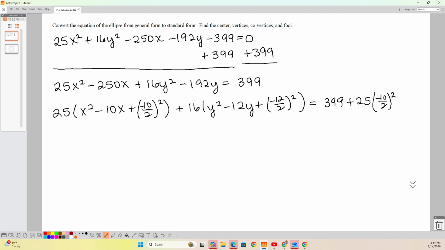And similarly, I can't just add negative 12 over 2 squared. I have to keep it balanced. But it's not just negative 12 over 2 squared. That's being multiplied by 16, because this 16 would be distributed to the negative 12 over 2 squared. So I'm going to add 16 times negative 12 over 2 squared to both sides.